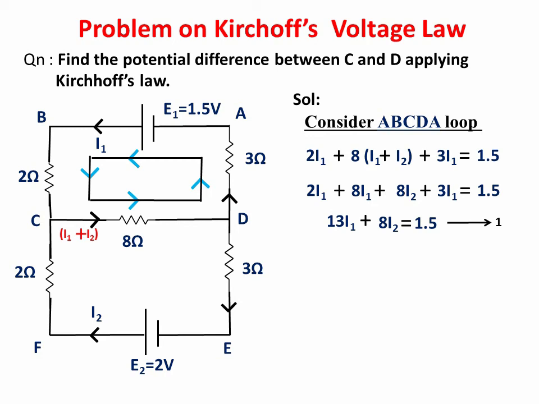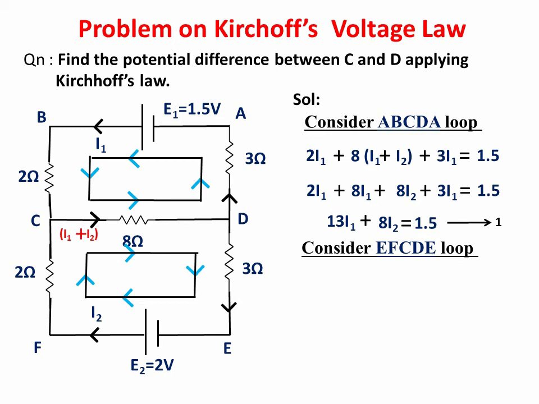Next you have to choose another loop, that is, consider the EF CDE loop. So assume current according to the loop EF, FC, CD, DE. What about the current direction? The black color arrow mark, according to the question. So start with EF. The assumed current and the EF current are both in the same direction, but here there is no resistance, just leave it. Only the battery is there, at the end we can use it. F to C, the resistance value is 2 ohm, the current is I2. So I2 into R2, both are in the same direction, so plus 2I2.